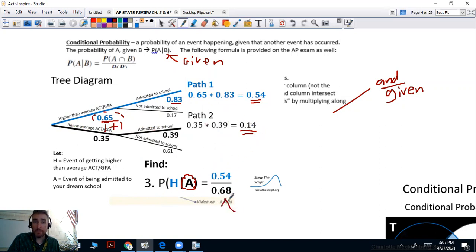Together, that's your given. And then the numerator would just be the one from the H, because the event of having a higher than average ACT GPA and the overlap with being admitted is going to be just the 0.54. If you divide that out, you would get that probability. So tree diagrams can be used a lot of times for conditional probability. It's really helpful.